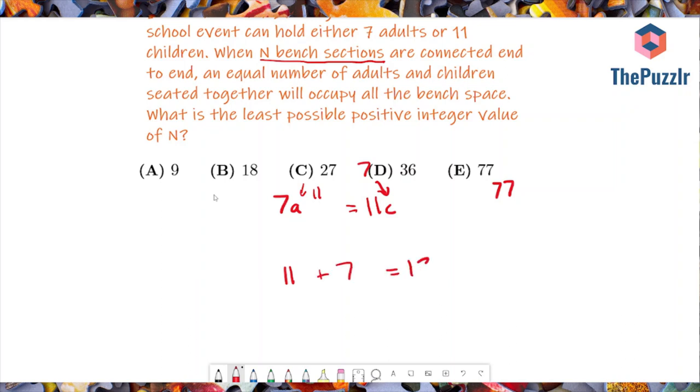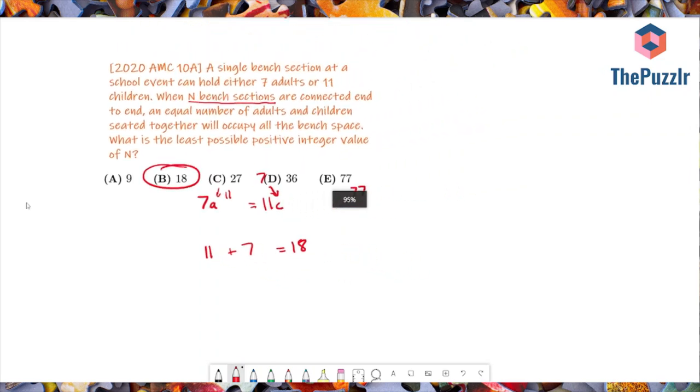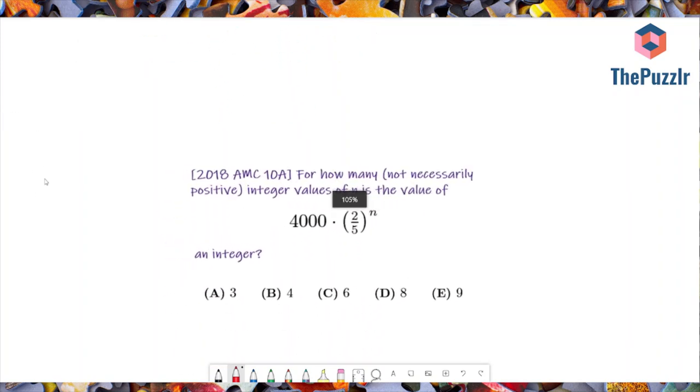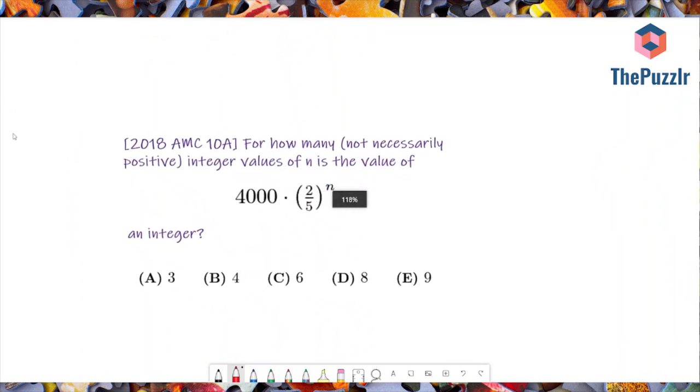That would give us 18. So let's move on. So there's 77 adults, 77 children, which gives us 18 seats in total. For how many not necessarily positive integer values of n is the value of 4,000 times 2 over 5 to the power of n an integer?